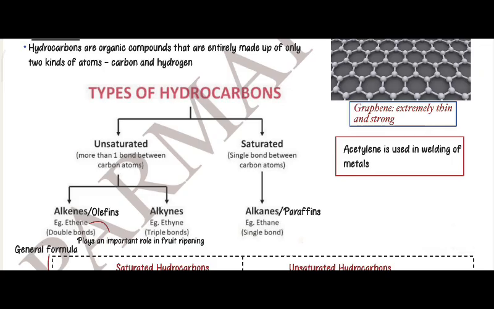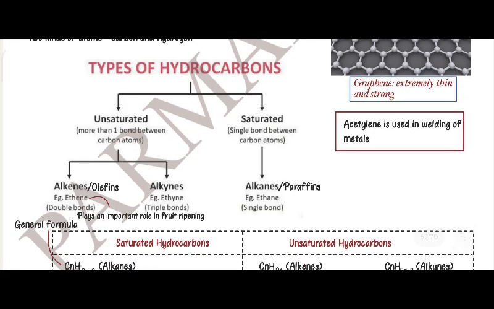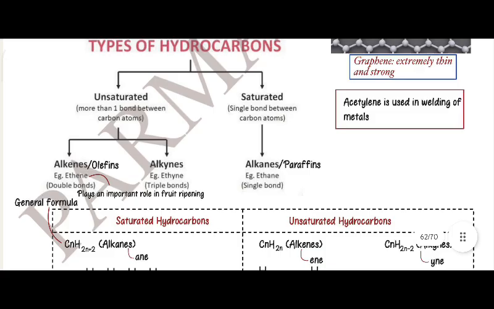Saturated hydrocarbons have single bonds between carbon atoms and are alkanes or paraffins. Example, ethane, single bond. Unsaturated hydrocarbons have more than one bond between carbon atoms. Alkenes or olefins, example ethene, double bonded, play an important role in fruit ripening. Alkynes, example ethyne, triple bond.